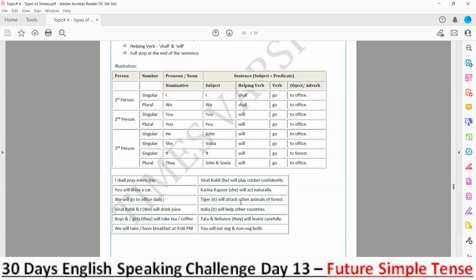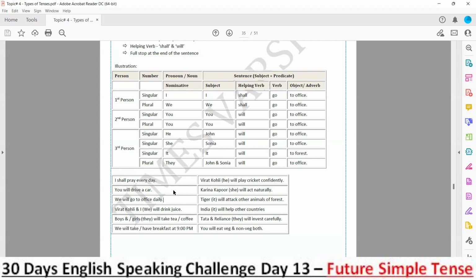Next. You will drive a car. आप एक कार चलाओगे. Okay, fine. We will go to office daily. हम ऑफिस रोज जाएंगे. Virat Kohli and I will drink juice. विराट कोहली और मैं जूस पियेंगे.